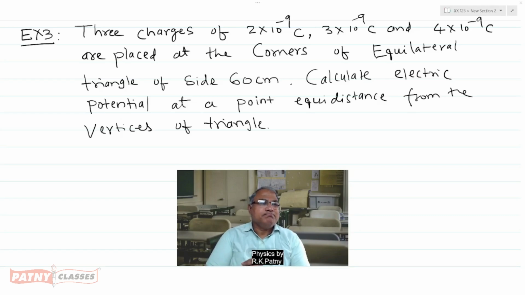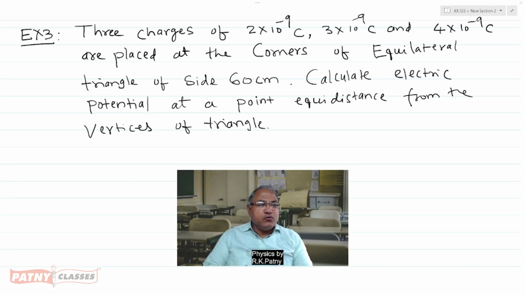Third example. In this example, 3 charges are given and we need to find the electric potential. Let us read the question. Three charges of 2 into 10 raised to minus 9 coulombs, 3 into 10 raised to minus 9 coulombs, and 4 into 10 raised to minus 9 coulombs are placed at the corners of an equilateral triangle of side 60 centimeters. Calculate the potential at a point equidistant from the vertices of the triangle.